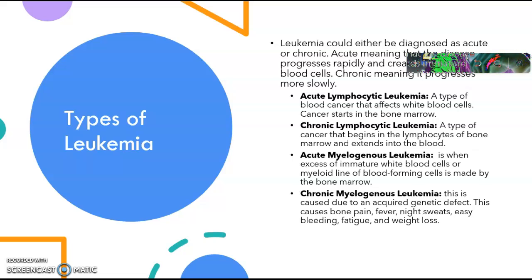Next, we got acute myelogenous leukemia. It is basically when an abundance or an excess of immature white blood cells, or myeloid line of blood forming cells, is made by the bone marrow. Chronic myelogenous leukemia. Most of the time, this is caused due to an acquired genetic defect. This causes bone pain, fever, night sweats, easy bleeding, fatigue, and weight loss.